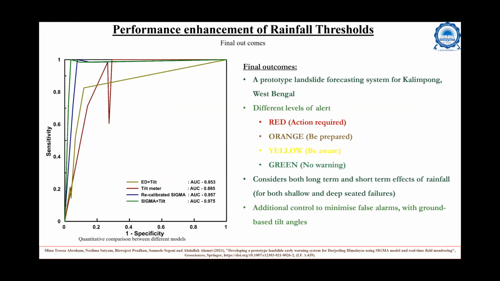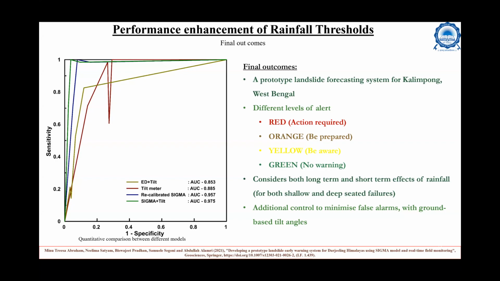So this is the AUC curve for understanding the performance. The final output was, as I said, after doing extensive forecasting, applying different forecasting models, and also on the monitoring data, integrating these two, we could build different levels of alert: red, action is required, orange, and yellow. Of course, with green, no warning.